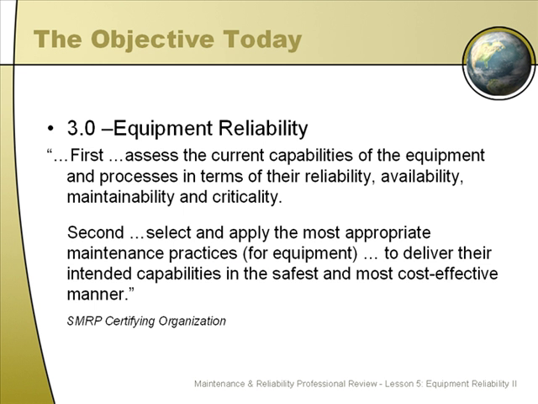The objective for today is to continue on with Pillar 3 of the SMRP standard, which is equipment reliability. Lesson 4 covered this pillar as well. Just as a refresher, this is a two-part objective. First, we're going to assess the current capabilities of the equipment and processes in terms of their reliability, availability, maintainability, and criticality. And second, we're going to select and apply the most appropriate maintenance practices for equipment to deliver their intended capabilities in the safest, most cost-effective manner.